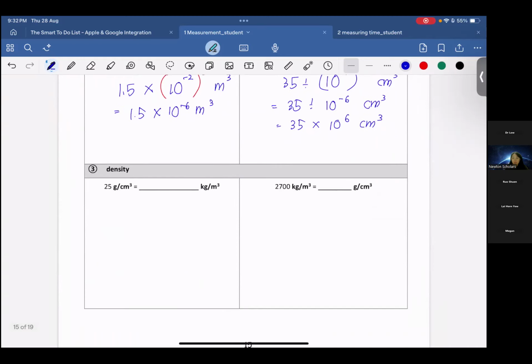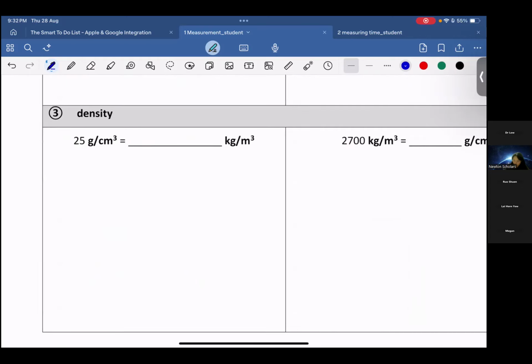Now the main thing that I want to mention here is density, how you do conversion for density. Here, I want you to write like this: 25 gram divided by 1 cm cube equals how many kg per meter cube? Write like this. Then we solve the upper part. K is here. Gram to kg, kilogram.